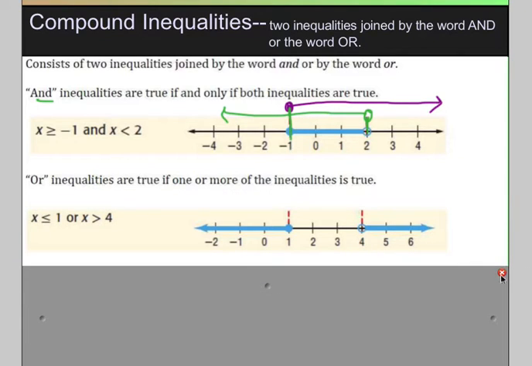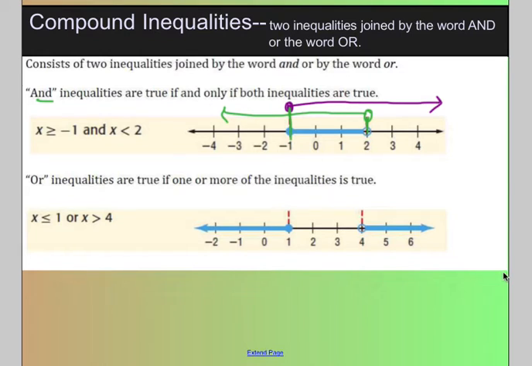Or inequalities are true if one or more is true. So or is just if it's there, that's part of the answer. In this case, x is less than or equal to -1. That's drawn here. Or x is greater than 4. So open circle, to be greater than, to the right. So see how it wasn't double shaded like it was here? So or just means it's got to be true for one of the statements, and it doesn't have to be true for both statements.